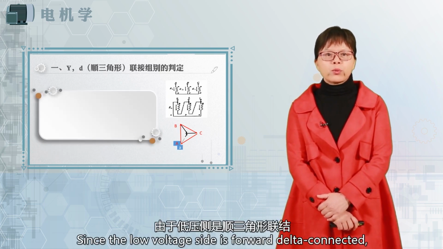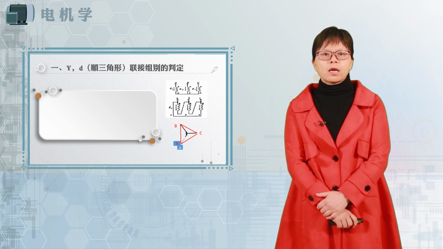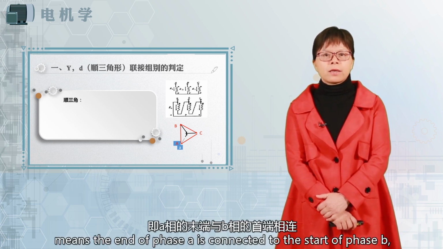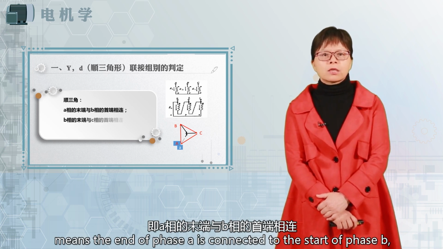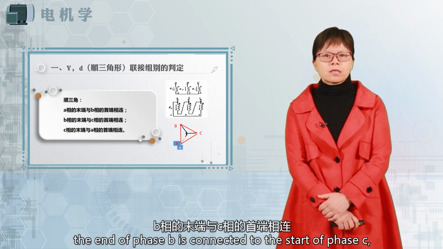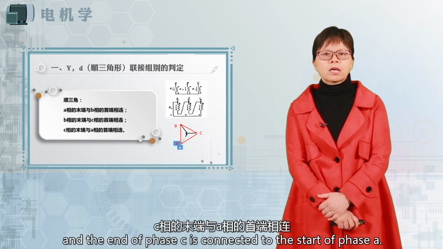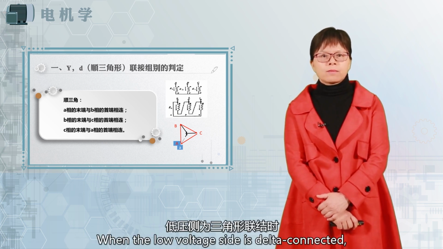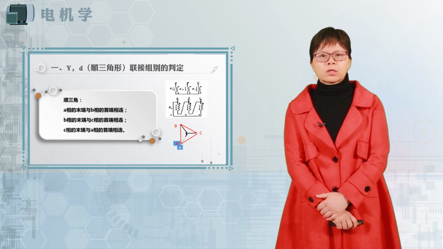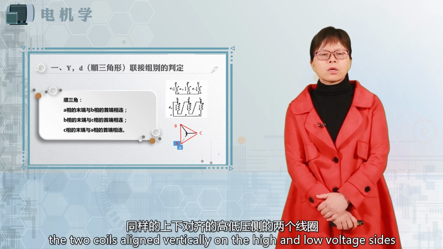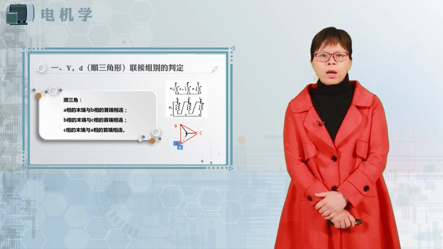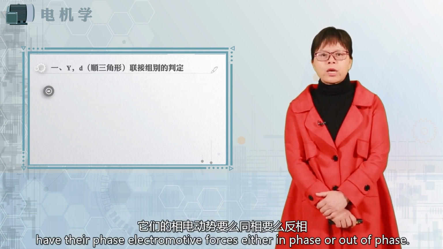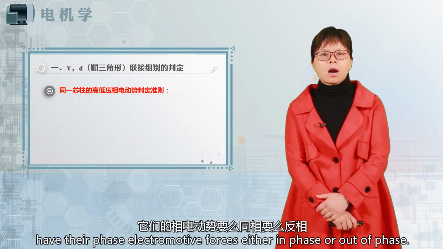Since the low voltage side is forward delta connected, forward delta connection means the end of phase A is connected to the start of phase B. The end of phase B is connected to the start of phase C, and the end of phase C is connected to the start of phase A. When the low voltage side is delta connected, the two coils aligned vertically on the high and low voltage sides have their phase electromotive forces either in phase or out of phase.